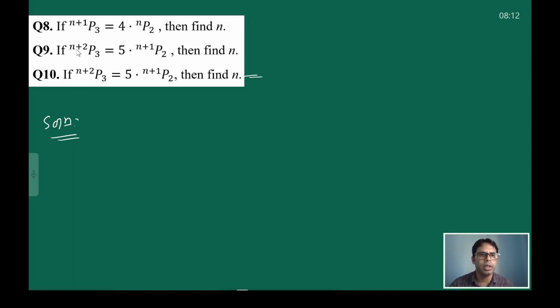Okay, so you see here the term is n plus 2 p3 is equal to 5 into n plus 1 p2. This is our question.